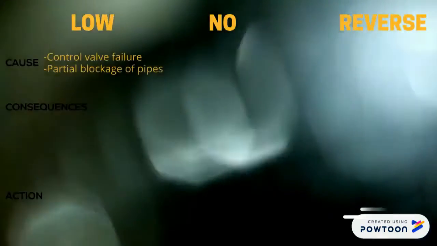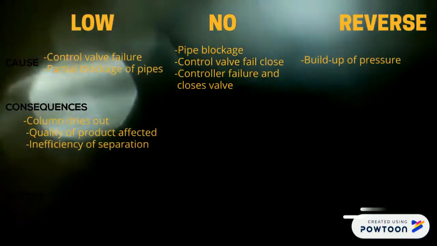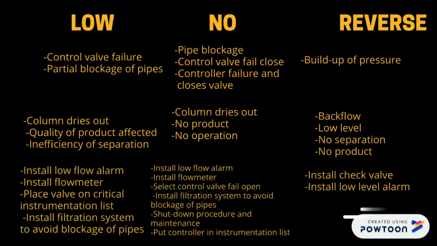For slow flow rate, what will cause is control valve will fail and partial blockage of pipe. And the consequences are column will dry out, quality of product affected, and also inefficiency of separation. So what we need to do is install low flow alarm.